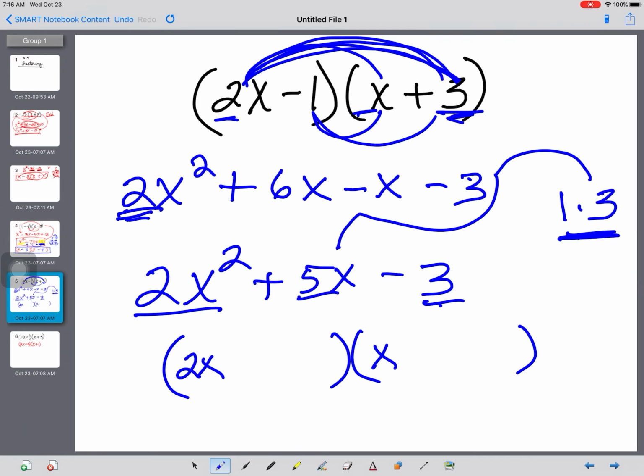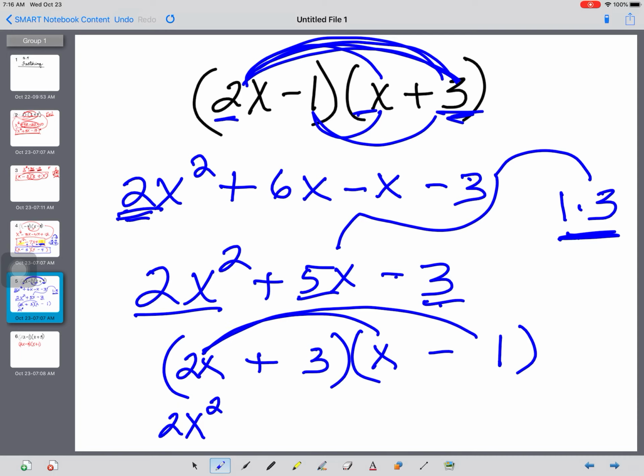Now, I'm purposely going to do this wrong just to show you how I would guess and check at it possibly. So I'm going to put a 3 and a 1 in here and see what happens. Let me check to see if it works. To get a negative 3, one of them has to be negative and one has to be positive. So I'm just going to put a plus and minus in and see if this works out. Now, 2x times x gives me 2x squared. I don't really need to check that one. That's why I picked those numbers.